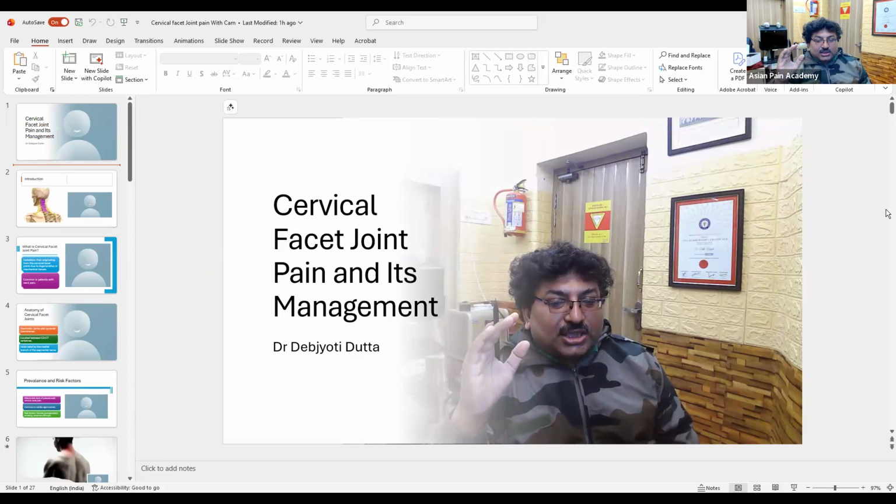I think it is a very common technique, but still it is not possible to show in the mannequin. When we come for the workshop, definitely, if a cervical epidural case or any interlaminar epidural case is there, I will show that. But okay.